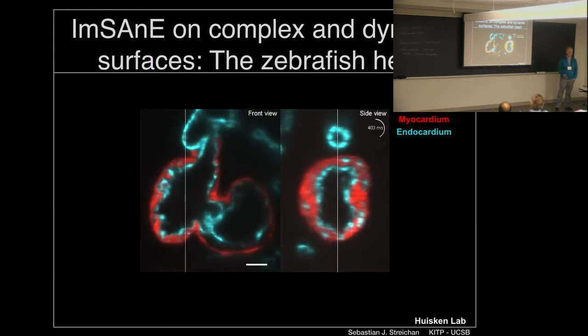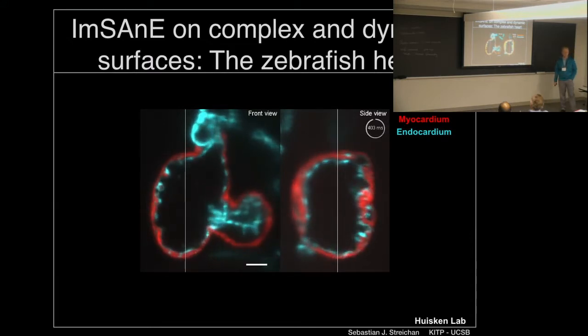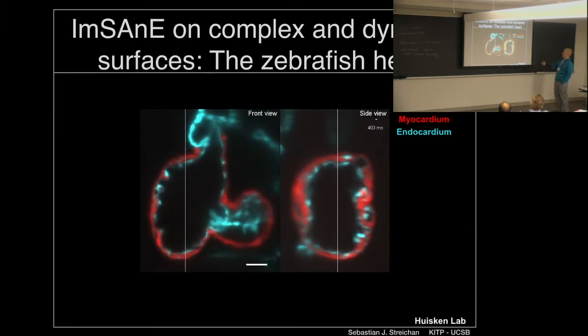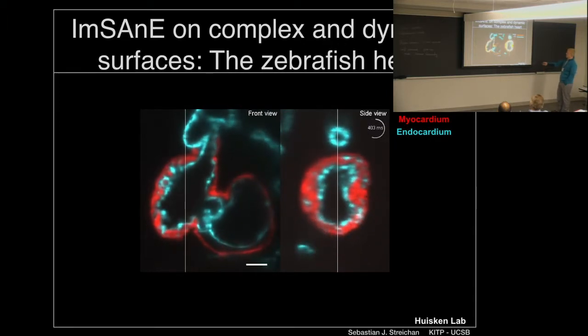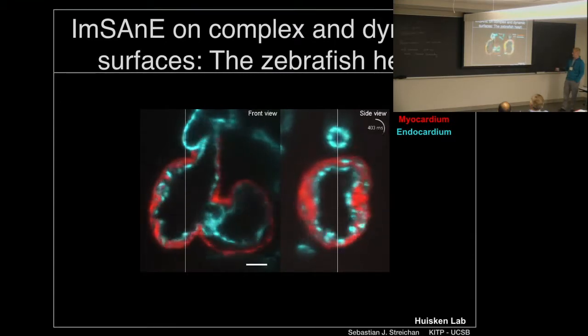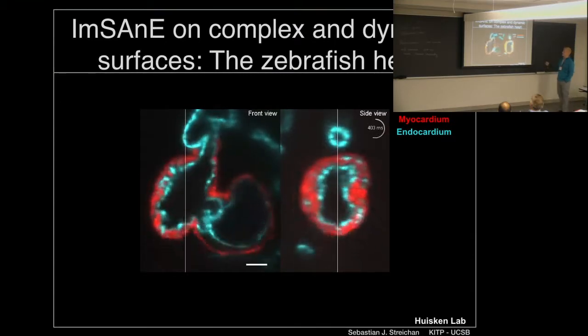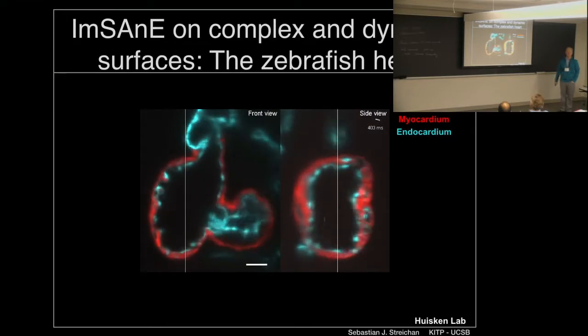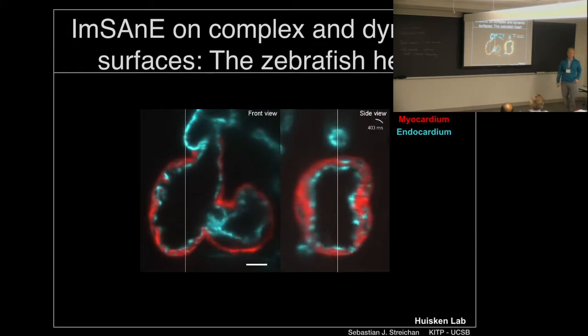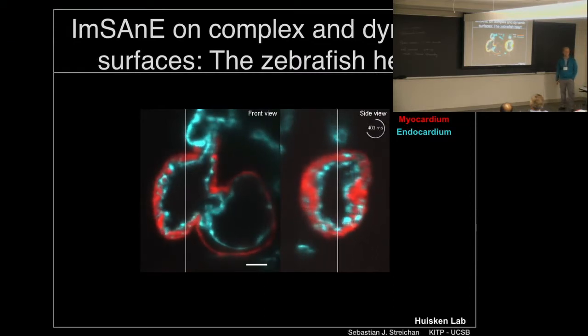And so you may say, okay, fine, I have this fruit fly embryo, the shape of this embryo is relatively simple, what if we have some more complicated form? This is a beating zebrafish heart, and you can see two views, front view and side view, and these lines show where the cross-section is taken from. This is data from Jan Huisken's lab. You can see the myocardium and the endocardium labeled in different colors, and the zebrafish heart beating quite frantically.